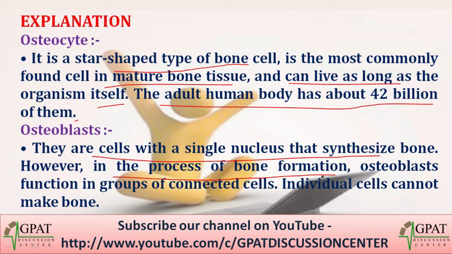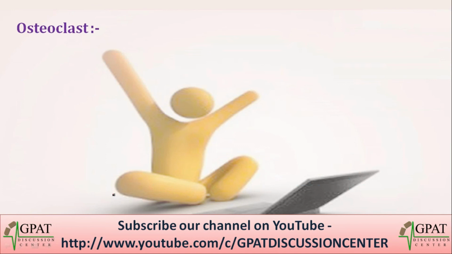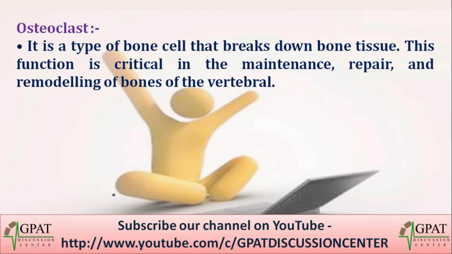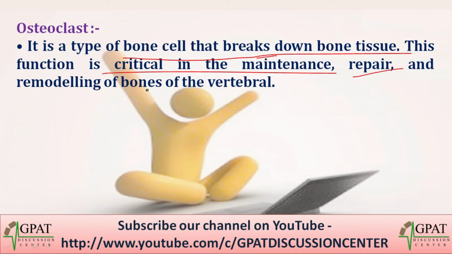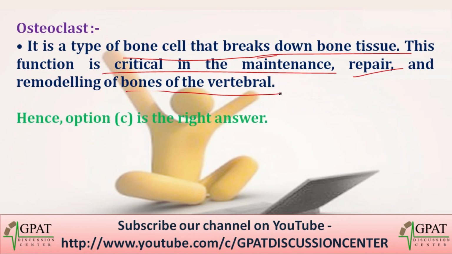So they are cells with a single nucleus that synthesize bone. However, in the process of bone formation, osteoblasts function in groups of connected cells, and individual cells cannot make bone. Then osteoclasts, which is the correct answer, are a type of bone cell that breaks down bone tissue. This function is very critical in the maintenance, repair, and remodeling of the bones of the vertebrae. So option C is the right answer, which is osteoclast, that is the bone destroying cells.